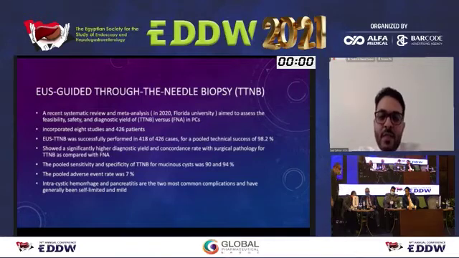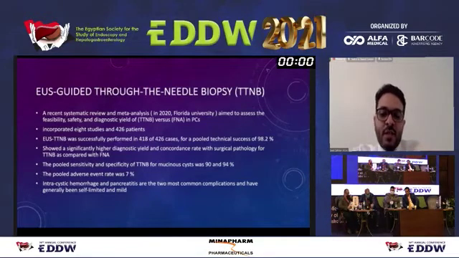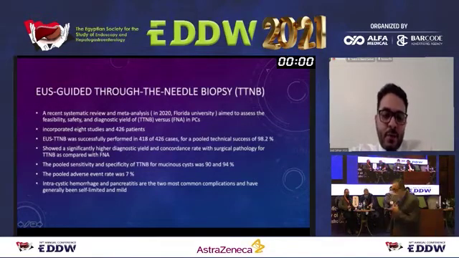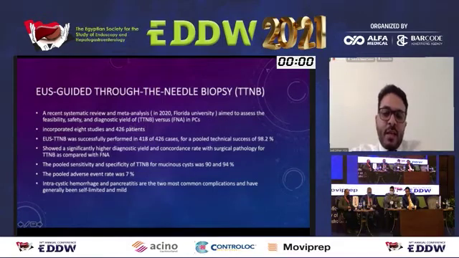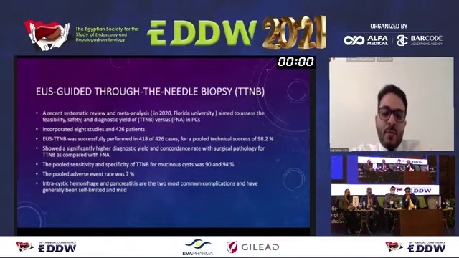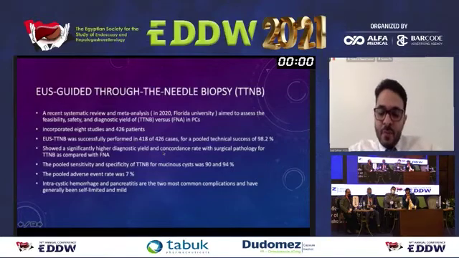A recent systematic review and meta-analysis published in 2020 aimed to assess the feasibility, safety, and diagnostic yield of this technique. They found this technique is very feasible with a success rate of 98%, and safe, with a complication rate of about 7%, most of them hemorrhage and pancreatitis, and they were mild and self-limited. The diagnostic yield and accuracy of this technique reached more than 90%.